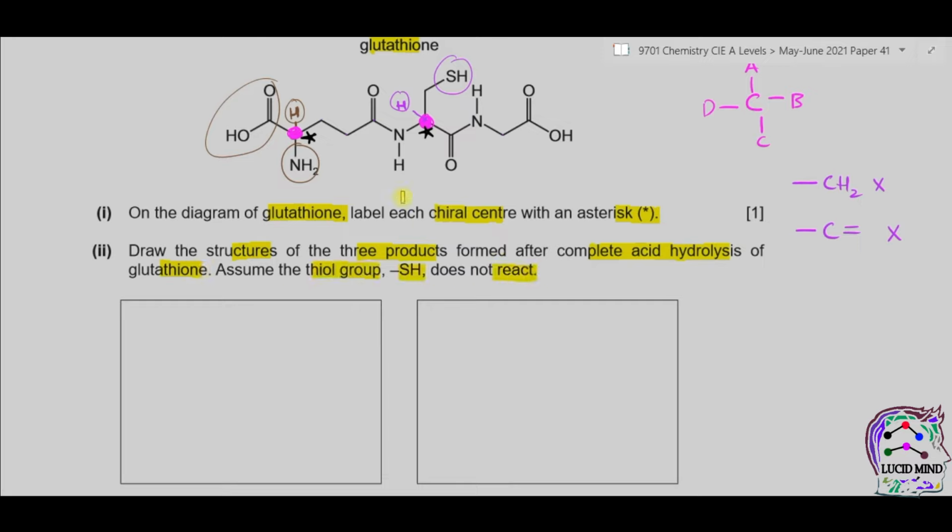So on complete hydrolysis, amide linkage is converted into carboxylic acid group and amine. So we can break these two bonds. One is this one and one is this one. So we have three products. This is the first part. Between these two, this is the second part. And after this one, this is the third part.